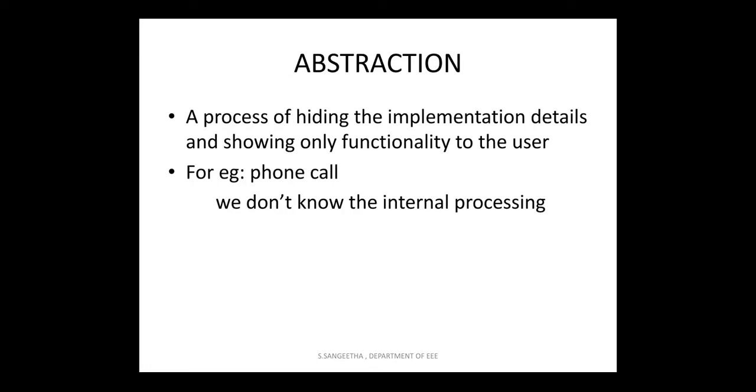Next one, abstraction. Abstraction is a process of hiding the implementation details and showing only the functionality to the user. For example, a phone call. A phone call hides the implementation details. We only know the functionality given to the user. That is, we don't know the internal processing happening during a phone call. We only know what functionality is given. This is known as abstraction.